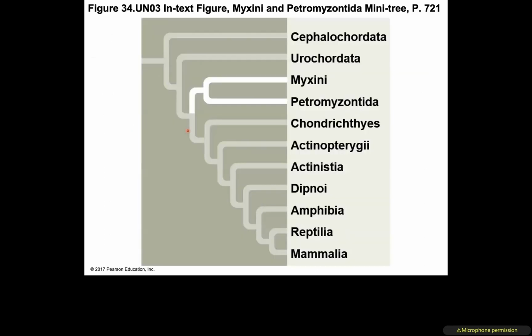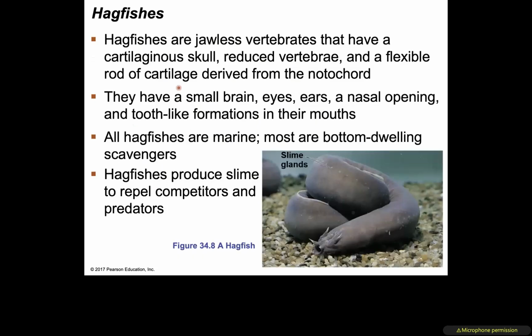All right, so let's go into those two. Here's your hagfish right here. Hagfish are going to be jawless vertebrates. They have a cartilaginous skull. They have reduced vertebrae, a flexible rod of cartilage that is derived from the notochord.